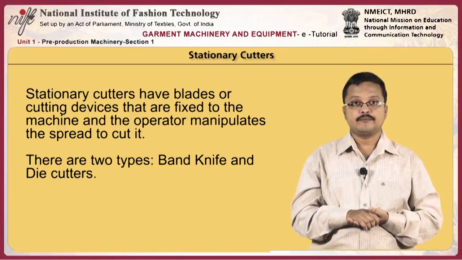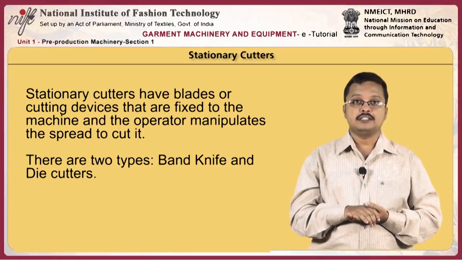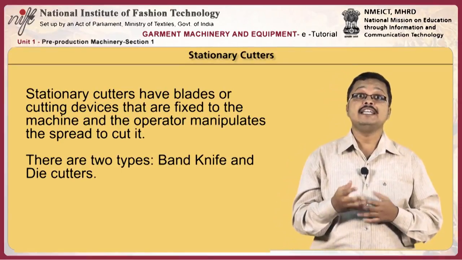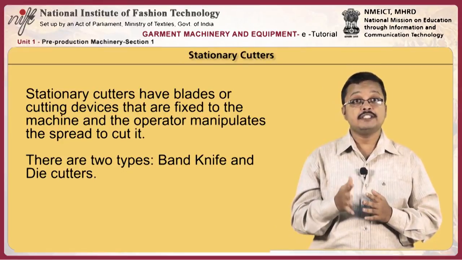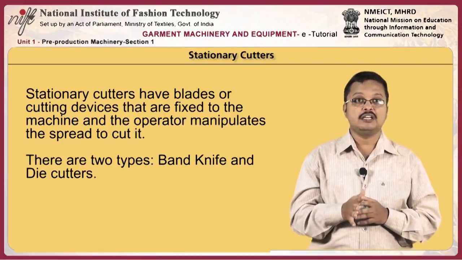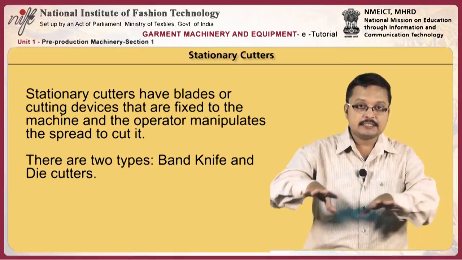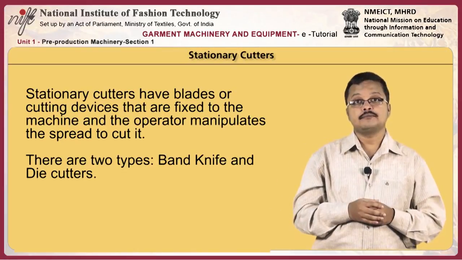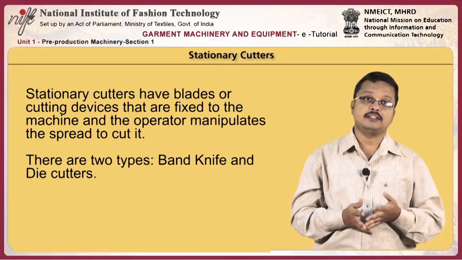Stationary cutters. Stationary cutters have blades or cutting devices that are fixed to the machine and the operator manipulates the spread to cut it. There are two types, band knife and die cutters.